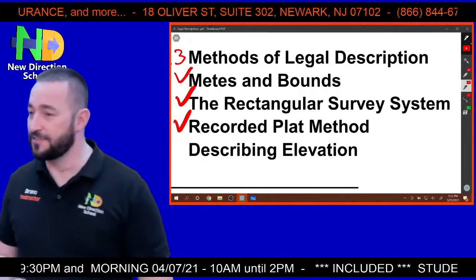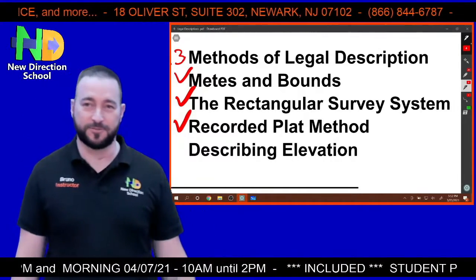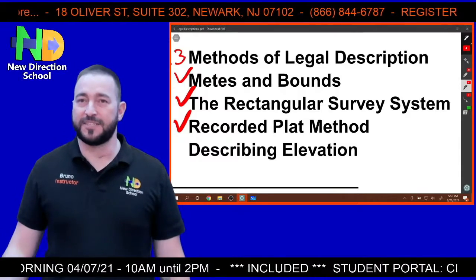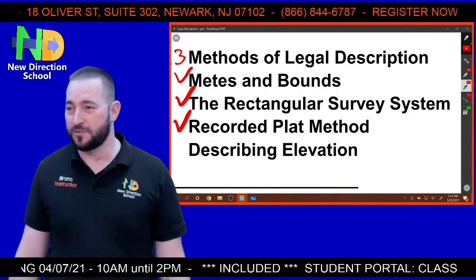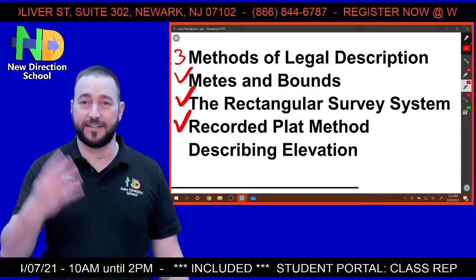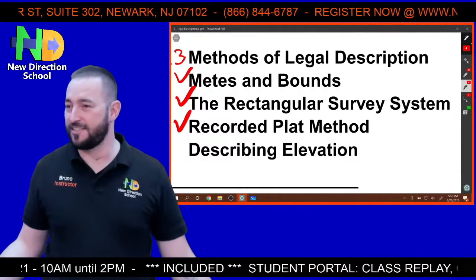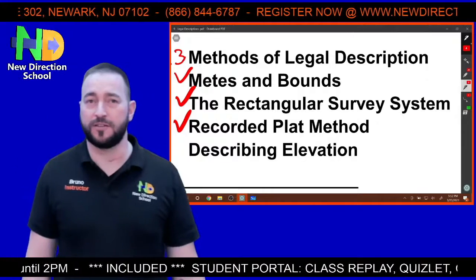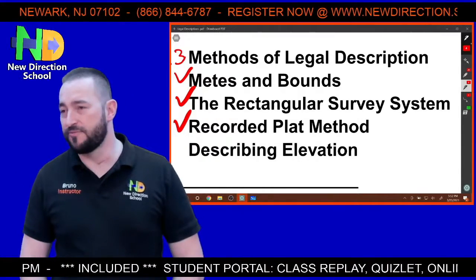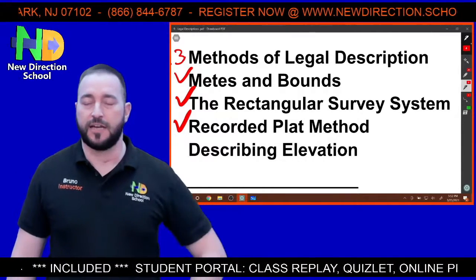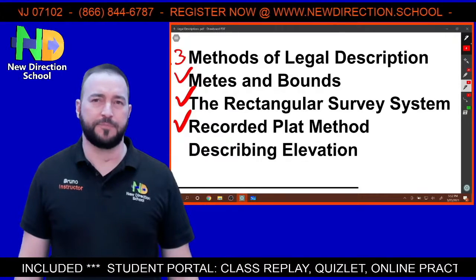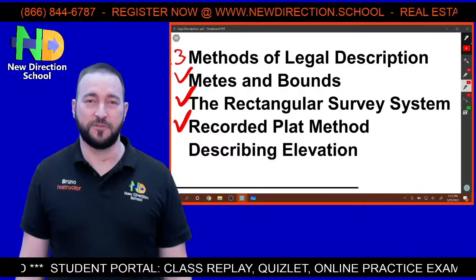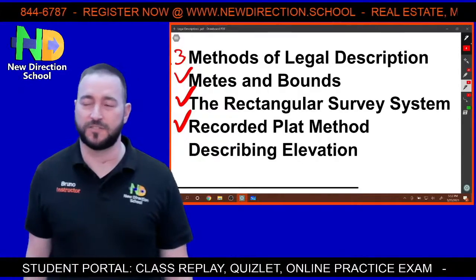Later on I'm going to ask you what the three methods of legal description are. This is what you need to remember. On the state exam, they're going to say all of these are methods of legal description except, and they give you a fourth one that has nothing to do with these. That's the way the state exam goes. They trick you with a bunch of stuff and throw in info that you don't need. I don't know how that makes you a better realtor, but it helps you pass the test if you pay attention to the tiny details in the question.